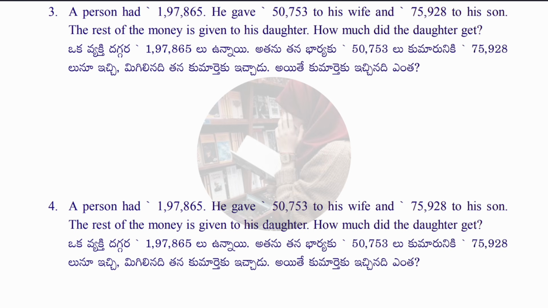Now we'll move to the third question, which is a person had 1,97,865. He gave 50,753 to his wife and 75,928 to his son. The rest of his money is given to his daughter. How much did the daughter get?